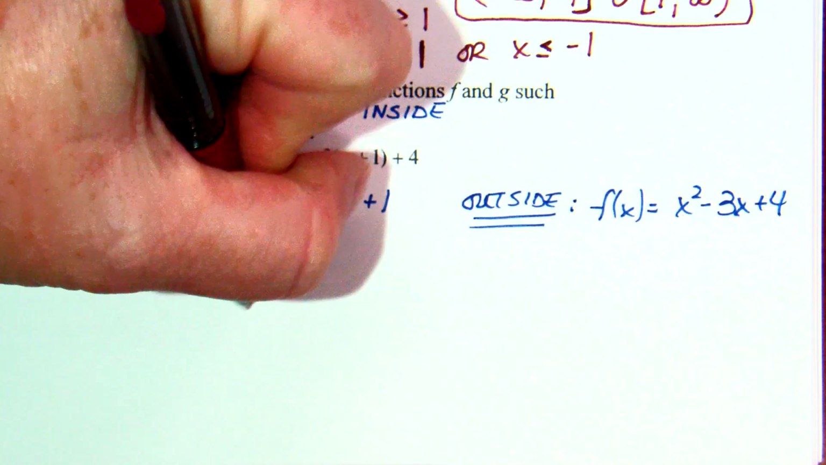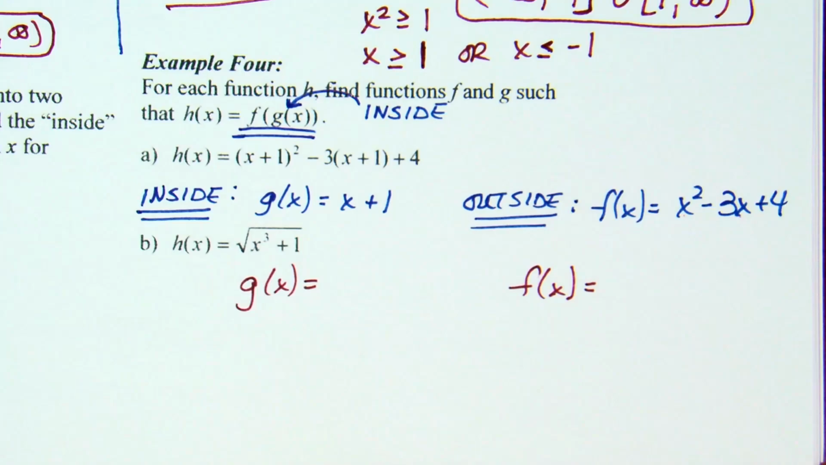Okay, let's try B. Again, I'm trying to get an f of g of x. So I need an inside, in other words, I need a g of x, and I need an outside, I need an f of x. So g is whatever you're plugging in to f. Thoughts?